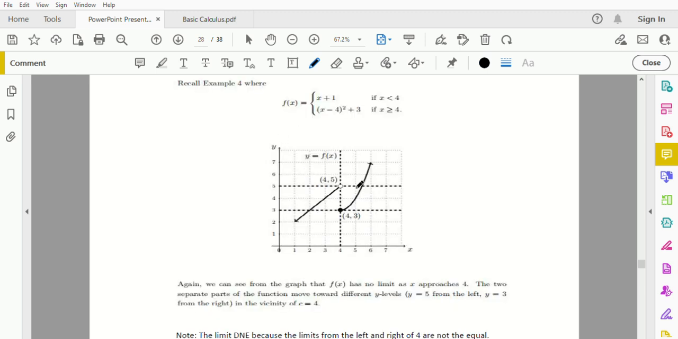So in example 4, look at this. As x approaches 4, the first one from the left, the limit is 5. So f of x is 5. But on the other hand, from the right, we have 3. So y equals 3. Therefore, we have no limit here. The limit does not exist because the limits from the left and from the right are not equal.